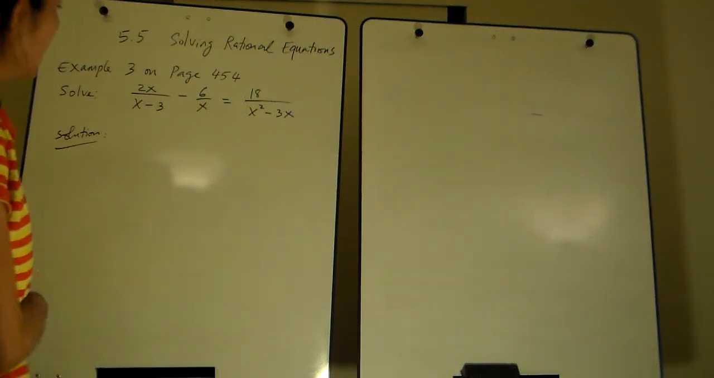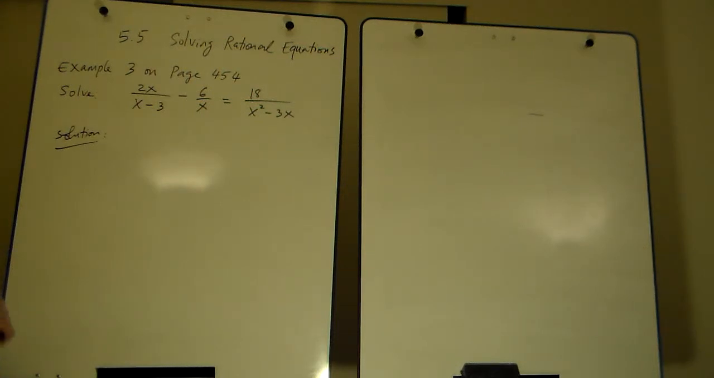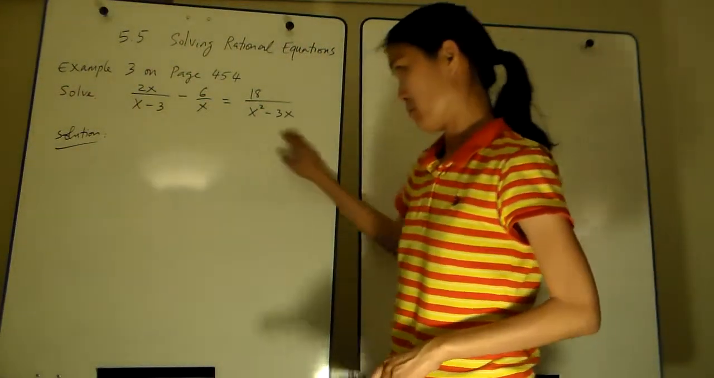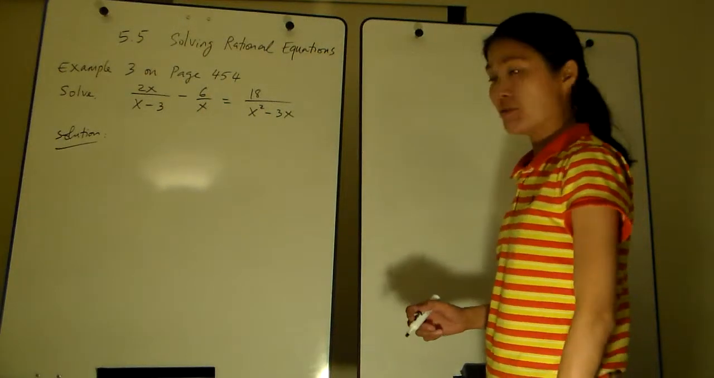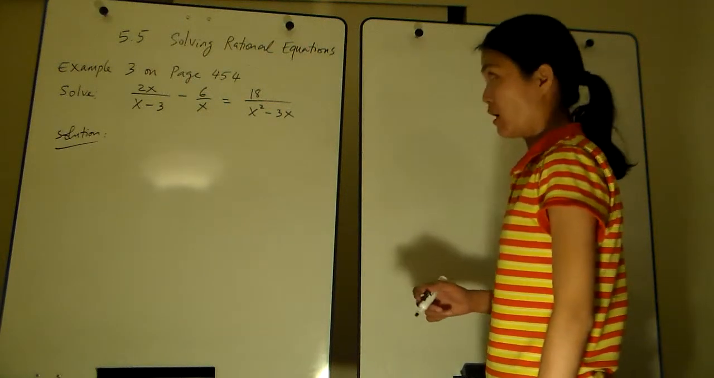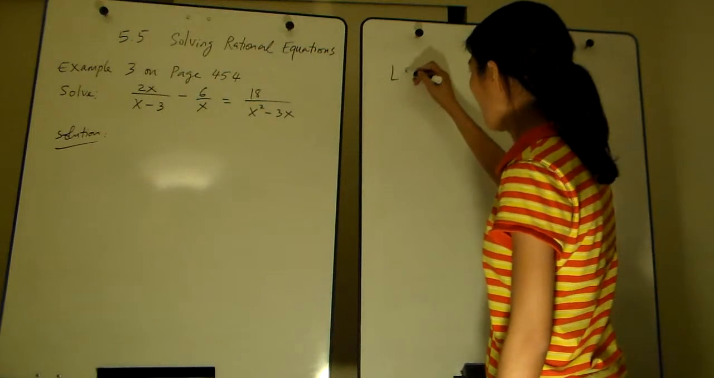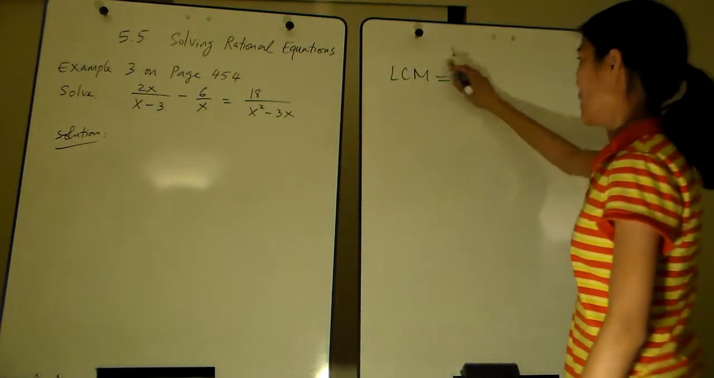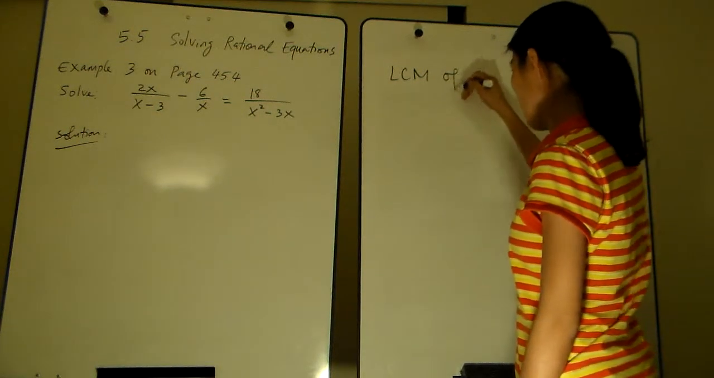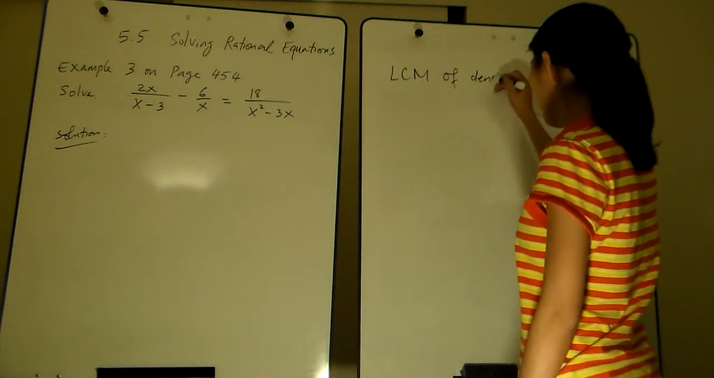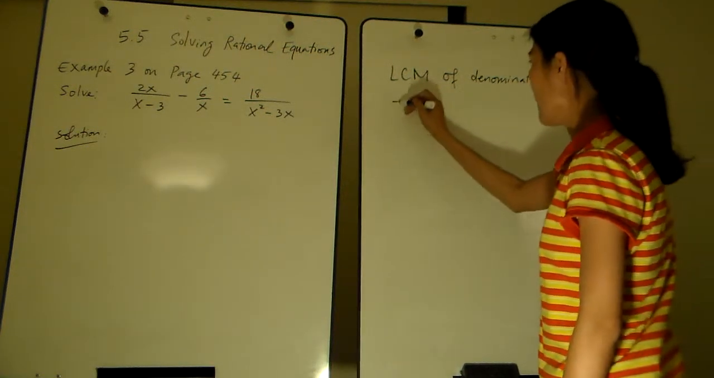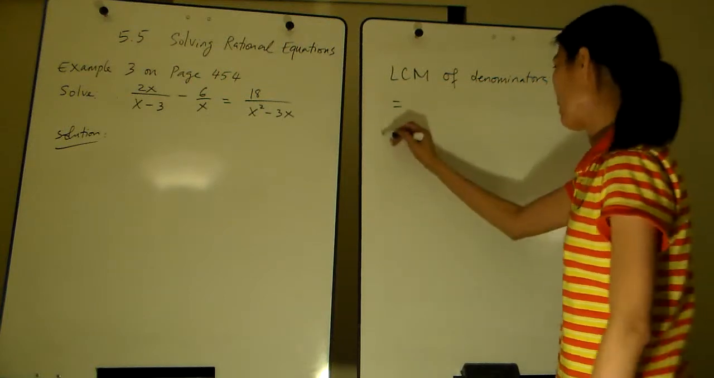Example 3 on page 454, solving rational equations. Now this time, you have denominators in terms of variables, okay? So you still need to find the LCM, least common multiple, of the denominators, okay?